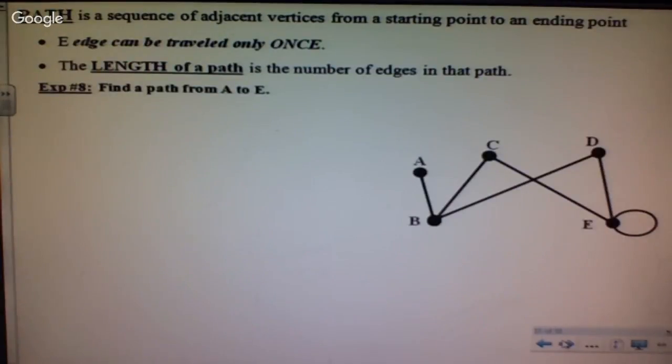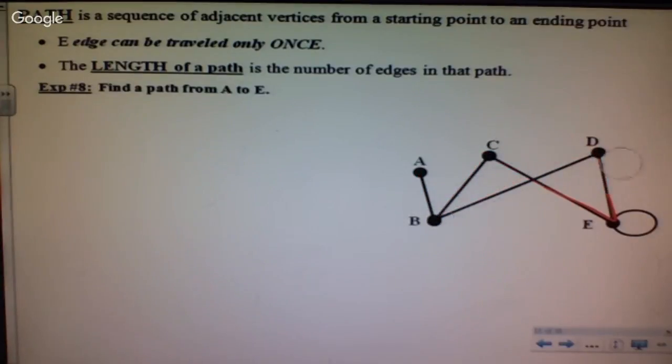Okay? We're almost done with some key terms. My next one is a path. This is a sequence of adjacent vertices from one starting point to an ending point. So in other words, if I put my pencil on the paper, I should be able to trace a path without lifting. Okay? So there's some rules when you're creating paths.